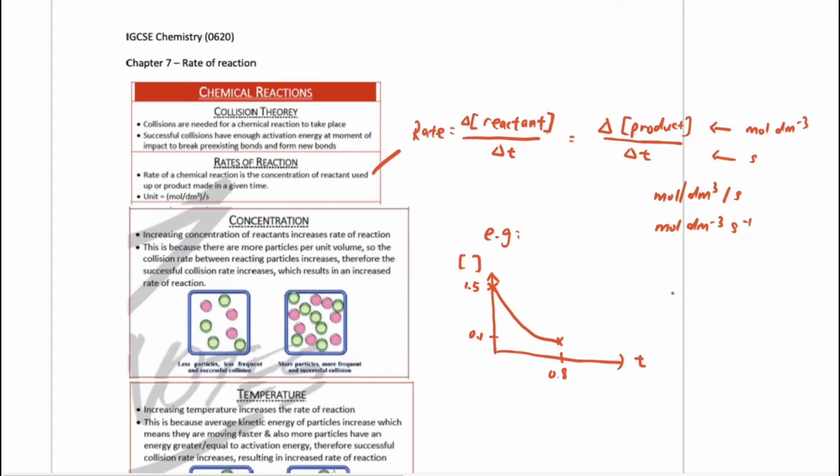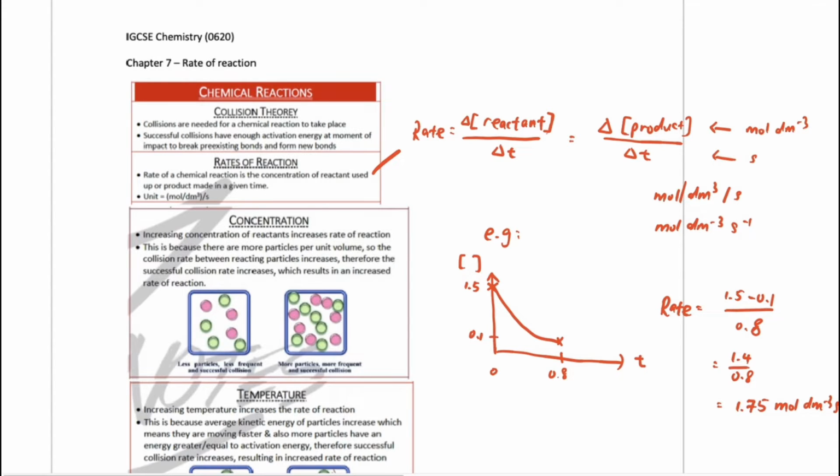Okay, so you want to find the rate. Change in concentration of reactant, this minus this to get the change: 1.5 minus 0.1. Change of time, from 0 to 0.8, so the time involved is 0.8 seconds. So we have 1.4 over 0.8. And then we get the rate. 1.4 over 0.8, so the rate is 1.75 mole per dm cube per second. So that is the rate.